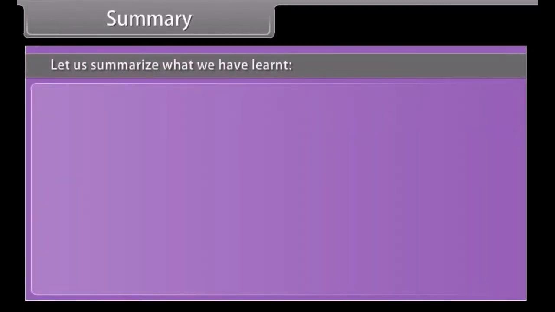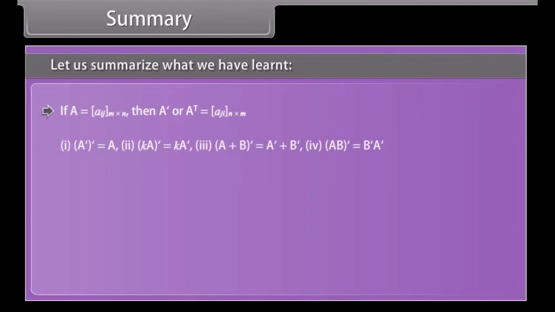Summary. Let us summarize what we have learned. If A is equal to [aij] of order m by n, then A dash or transpose of A is equal to [aji] of order n by m. Transpose of transpose of matrix A is equal to matrix A. Transpose of K into matrix A is equal to K into transpose of matrix A. Transpose of A plus B is equal to transpose of A plus transpose of B. Transpose of AB is equal to transpose of B into transpose of A.